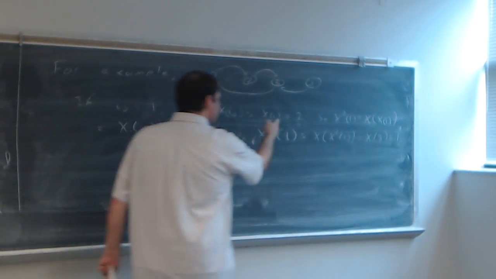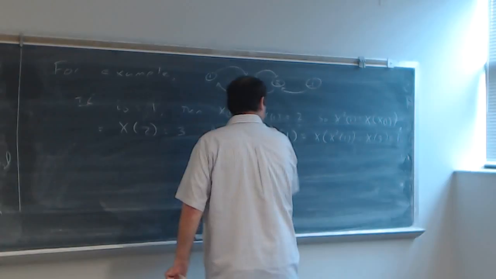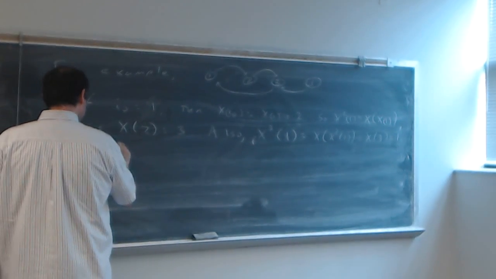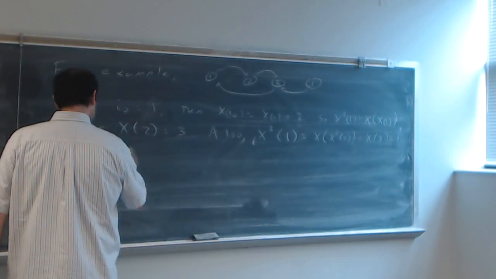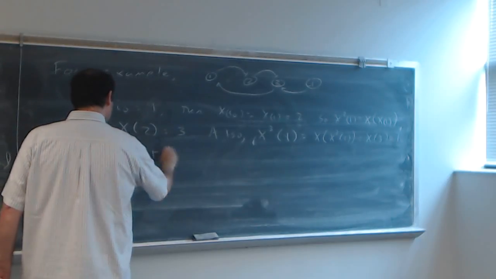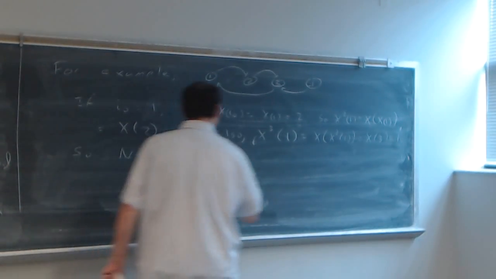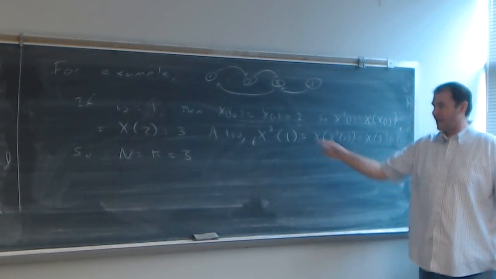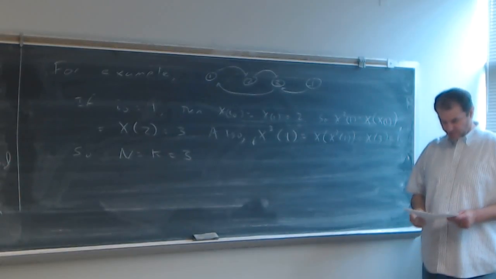And 1 was already in our sequence. So we have 1, 2, 3. And then 1 is being repeated. So n equals k equals 3. It's the 3rd application of x. Doesn't have to do with the node, okay?